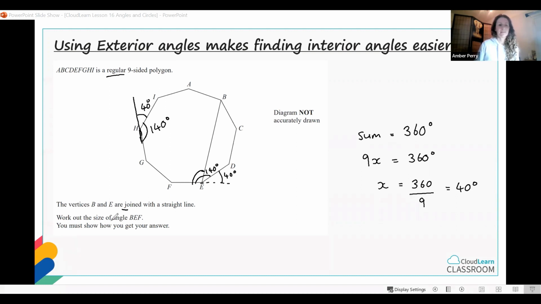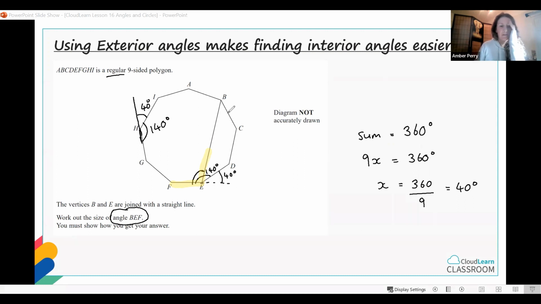Remember, if you're asked to find the size of an angle and you're given the 3 letters of the angle, the one in the middle is the one at the point of the angle. So it's this angle here that we're going to find, okay? I'm going to highlight it quickly just because it's easier to see. We're looking for that angle there. So looking for that angle, we know that this whole angle here is 140.